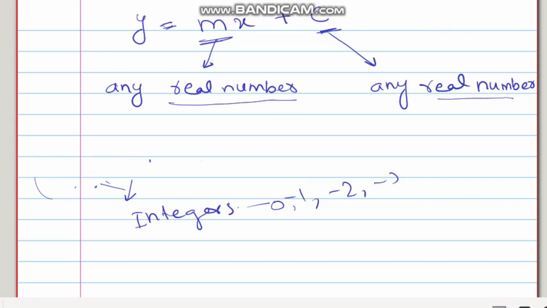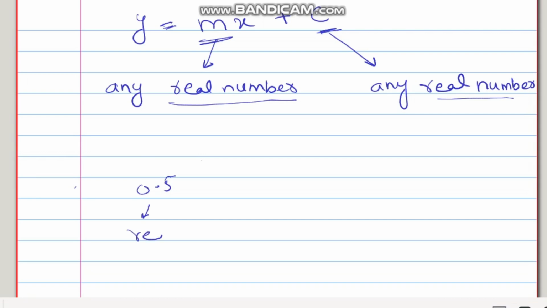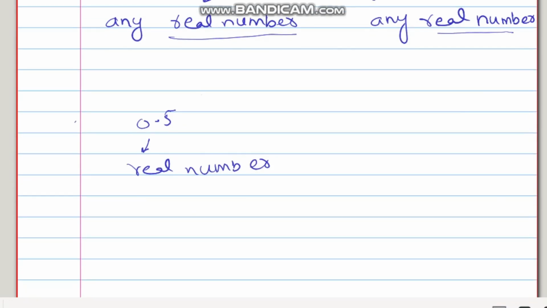Now if we talk about decimal numbers, they are also real numbers. Like 0.5, is it real or not? This is a decimal number. Is it real, teacher, or not? It's not real, I think. It's a real number, because every number is a real number. In mathematics, if you watch any number in our daily life, all these numbers are real numbers.